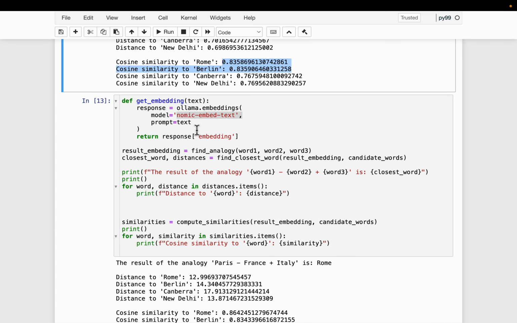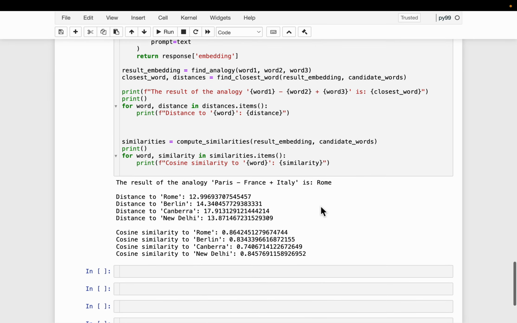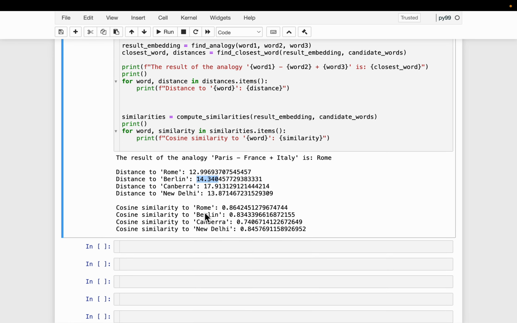Now, using nomic embeddings, this does a great job. So it indeed is Rome, and the distance is significant. So this is 12.99, let's say 13, whereas to Berlin, this is 14.34. So among Berlin, Canberra, and Delhi, Rome is the closest to the left-hand side, which is correct. And the similarity is 0.86. The other ones are around 0.84-ish.